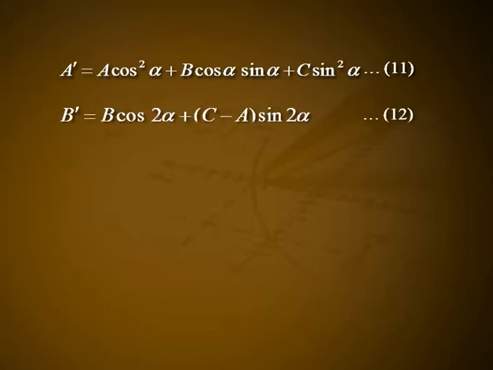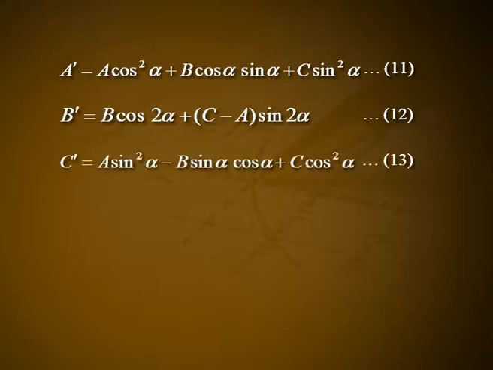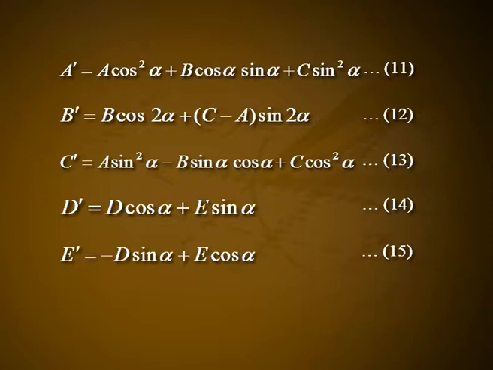b′ = b cos 2α + (c − a) sin 2α, equation 12. c′ = a sin²α − b sin α cos α + c cos²α, equation 13. d′ = d cos α + e sin α, equation 14. e′ = −d sin α + e cos α, equation 15. f′ = f, equation 16.